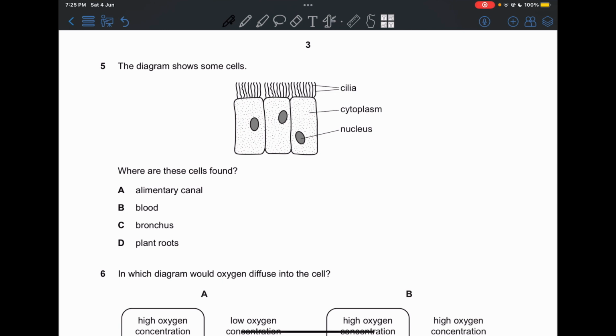Now, question number 5, the diagram shows some cells. Where are these cells found? Now, we know these are ciliated cells because of the cilia present on top of the cell. So we know that ciliated cells are actually located in the trachea and in the bronchus. So we're going to be choosing something between these two structures. So our answer over here will be C.